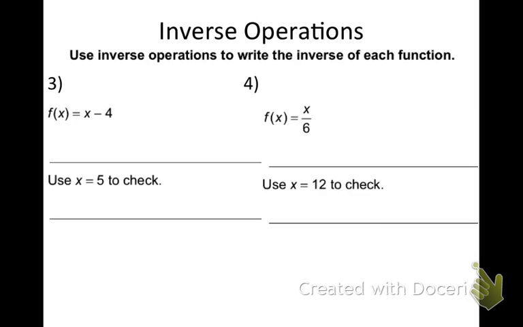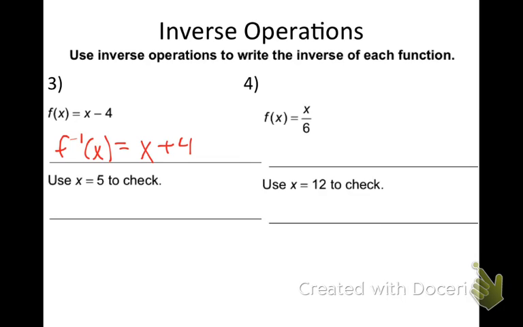So let's try number 3 here. Use inverse operations to write the inverse of each function. Number 3, f of x equals x minus 4. All right, so I want to write the inverse of that. How do you suppose I would write the inverse? What did you say? x plus 4.